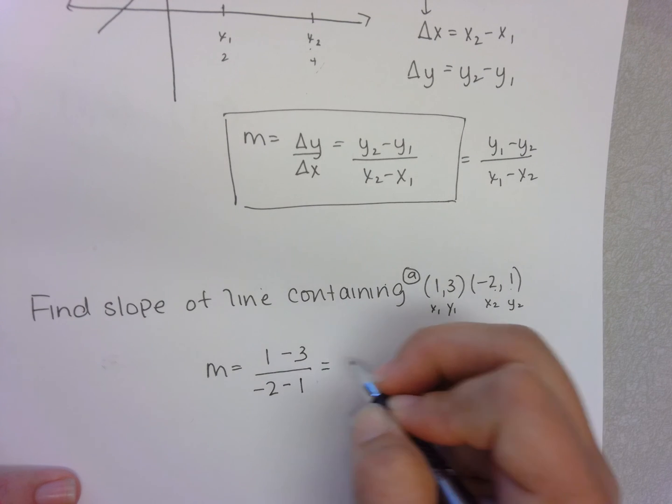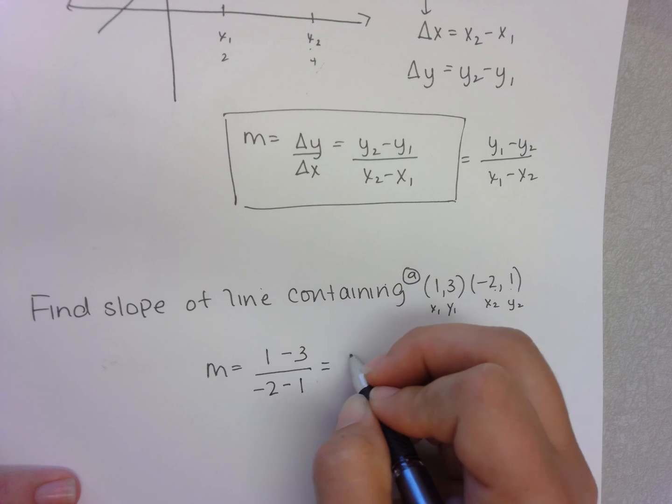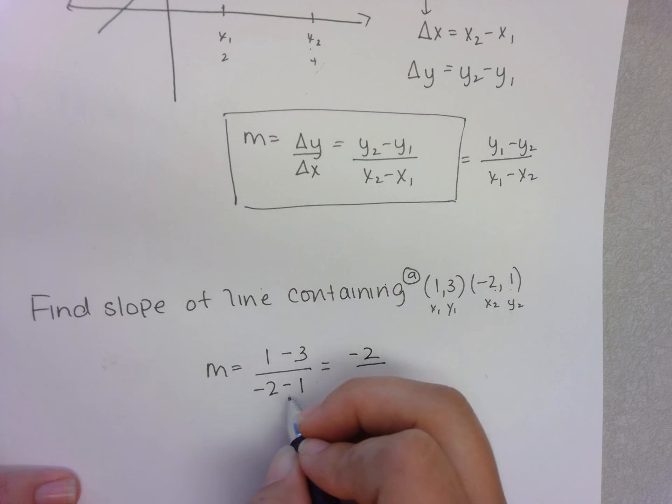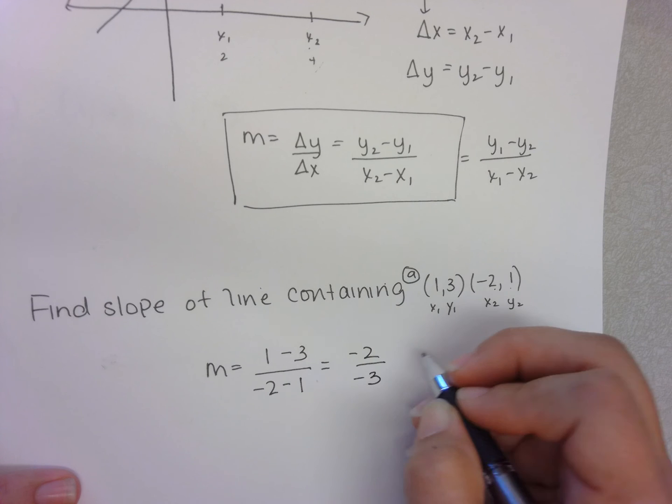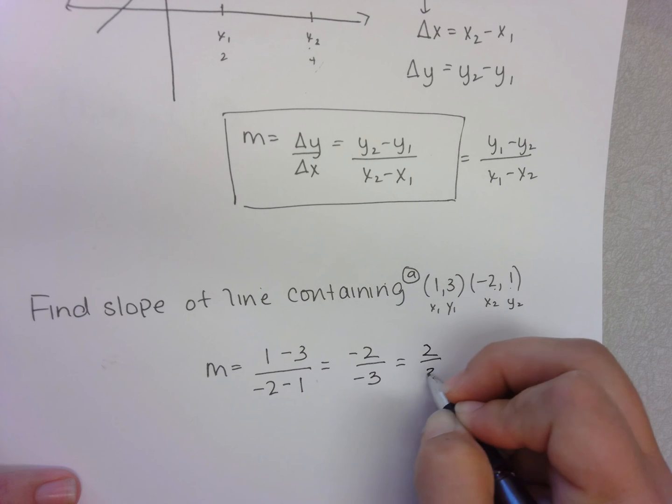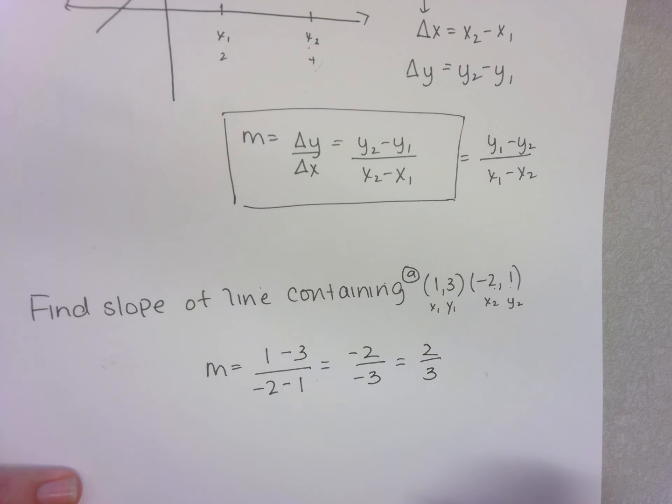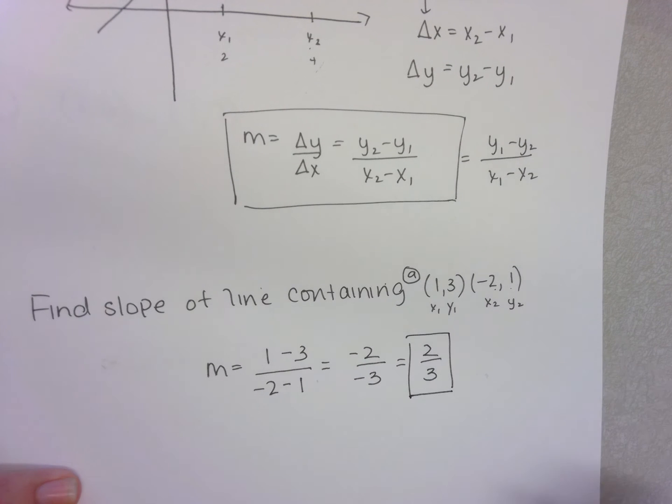All right, so I want to simplify then. This is 1 minus 3, which is negative 2, and then I have negative 2 minus 1, which is negative 3. So I end up with a slope of positive 2/3, because a negative divided by a negative gives me a positive value. So I have a slope of 2/3.